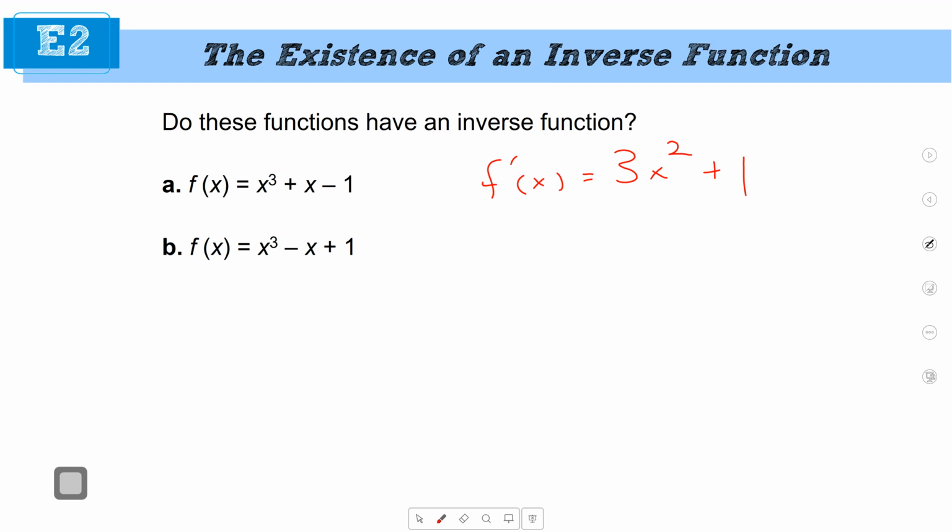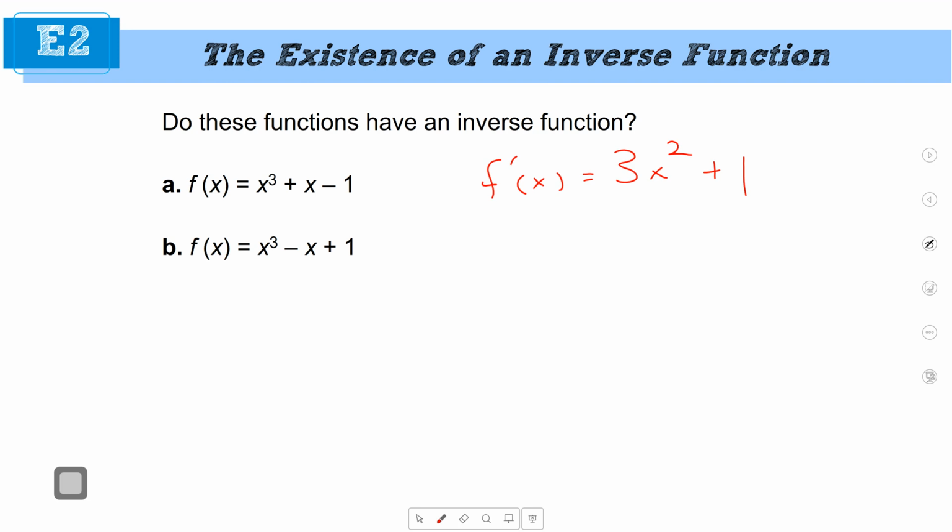What is a positive? Fairly obvious there. A positive squared is a positive, plus a positive is a positive. What about zero? Zero squared is 0 times whatever is 0, plus a positive is positive. What if x is negative? Negative squared is a positive, positive plus a positive is positive. That's always positive. Therefore, it's always increasing, which means it is strictly monotonic. Therefore, its inverse is a function.